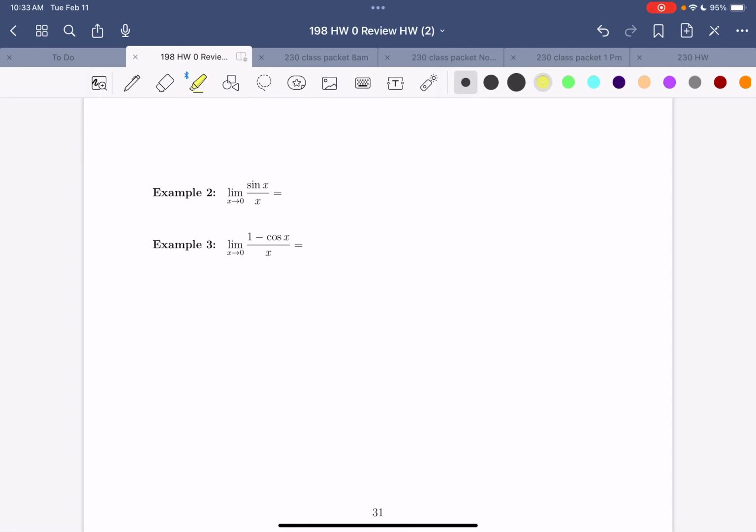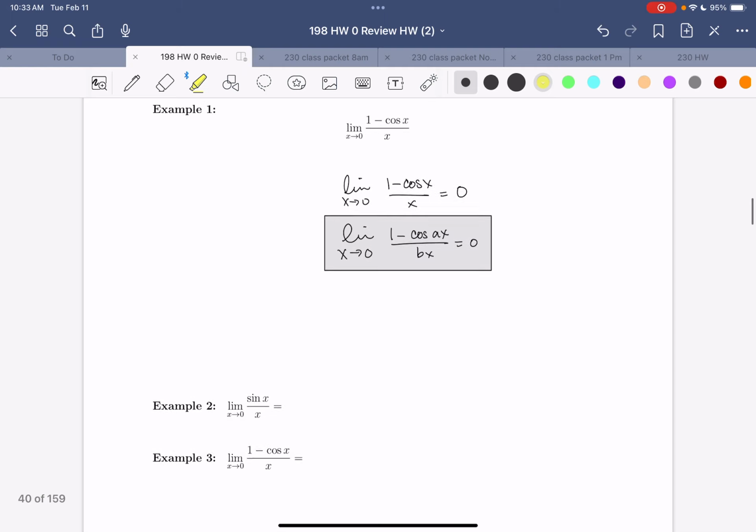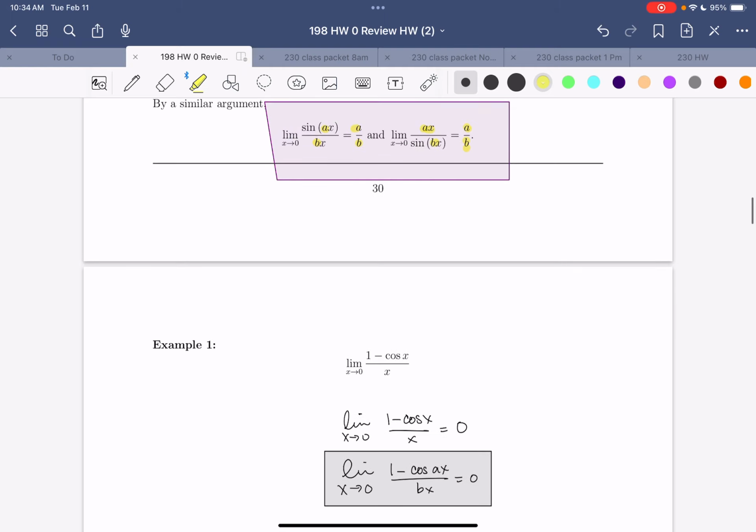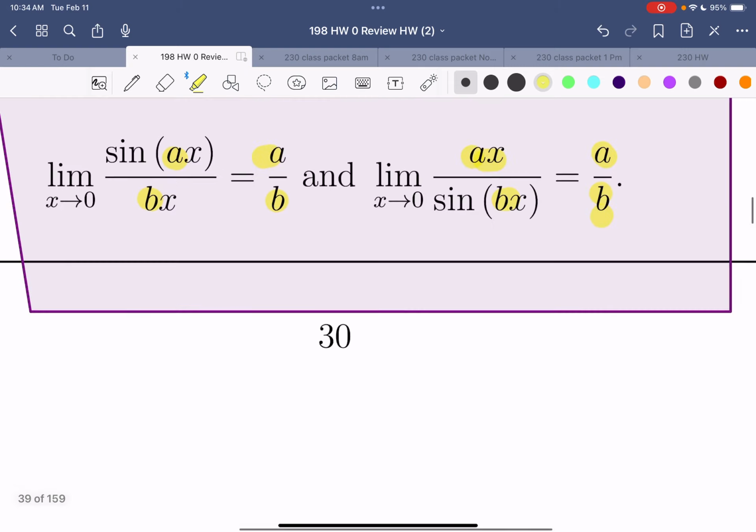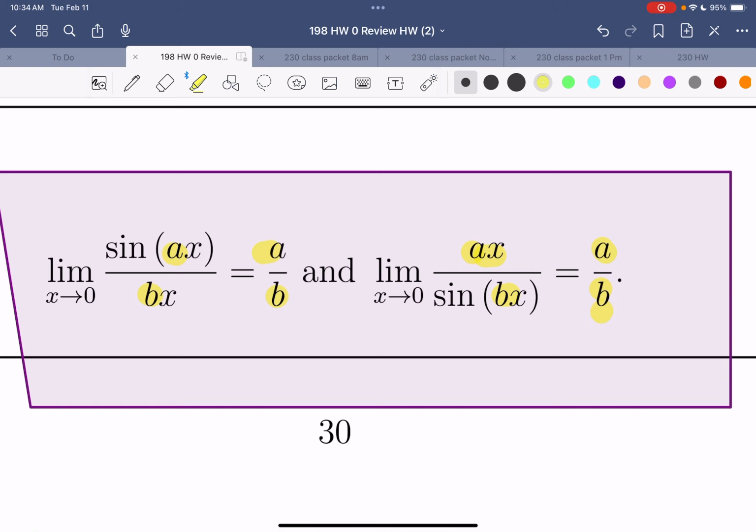Hello there, everybody. This is the second part of lecture 4 on special trig limits. In the first part of the video, and I don't have all the notes here, we established two important things. We established the limit as x goes to 0 of sine ax over bx is a over b. And you can also flip that upside down and get the limit as x goes to 0 of ax over sine bx is a over b, right? So anytime you have an x and a sine in a fraction opposite one another, your limit is just the ratio of the coefficients of the x's.